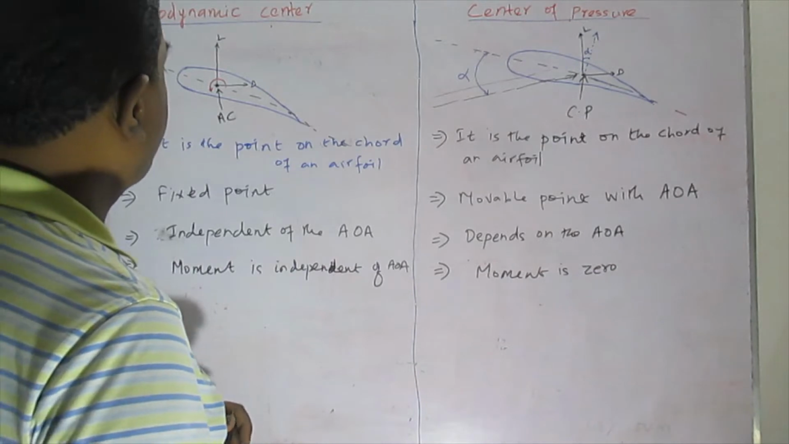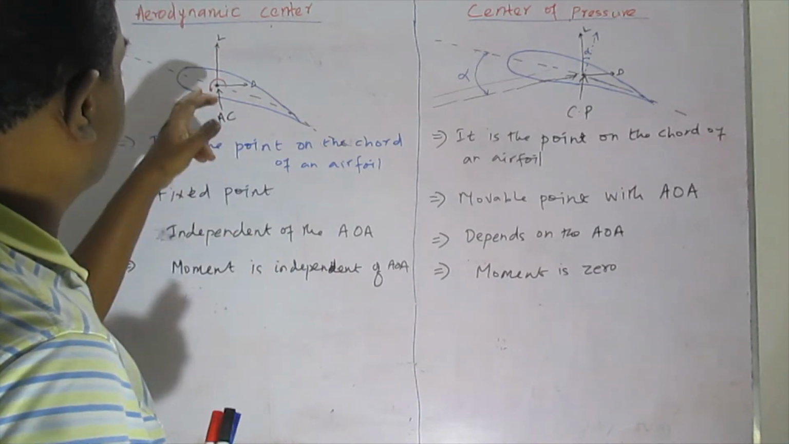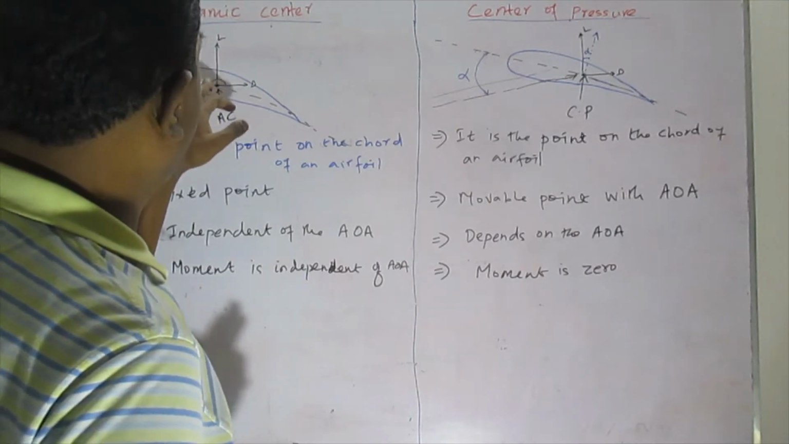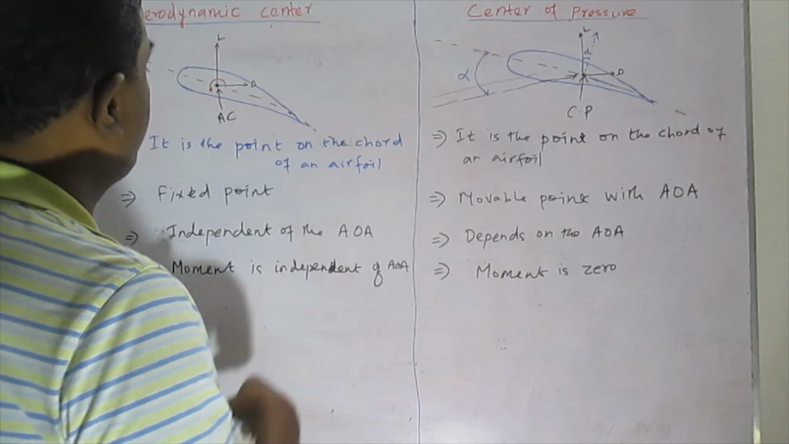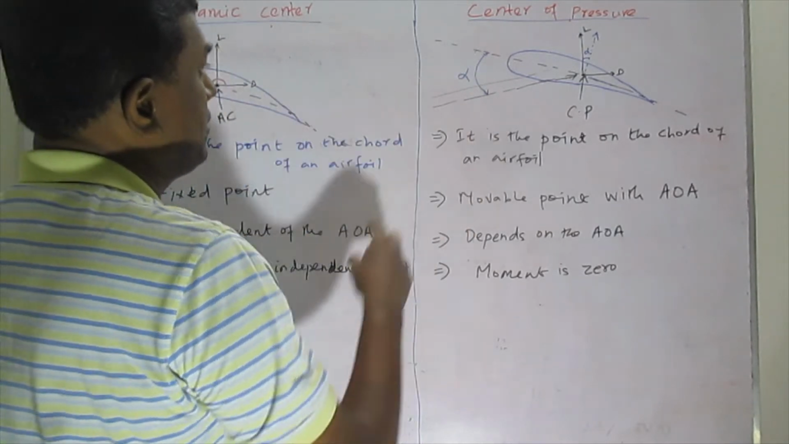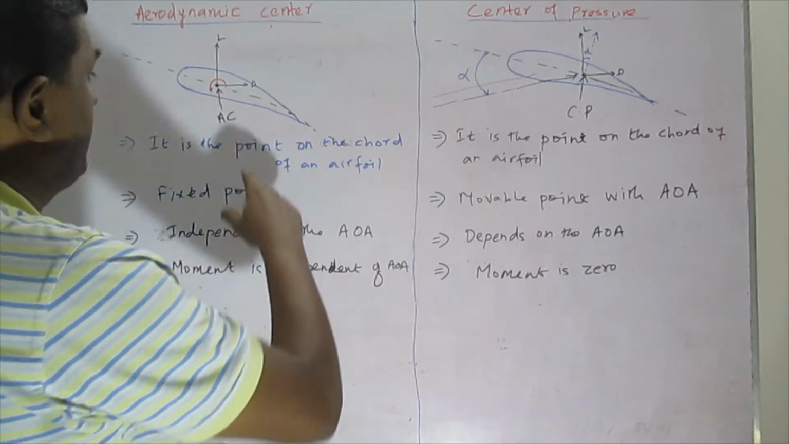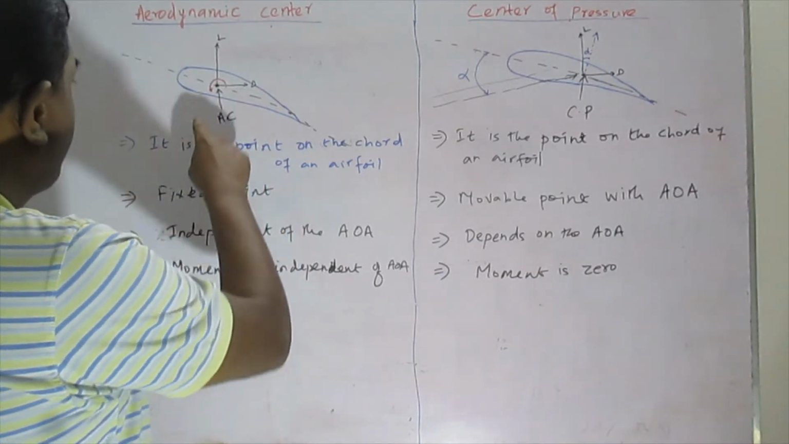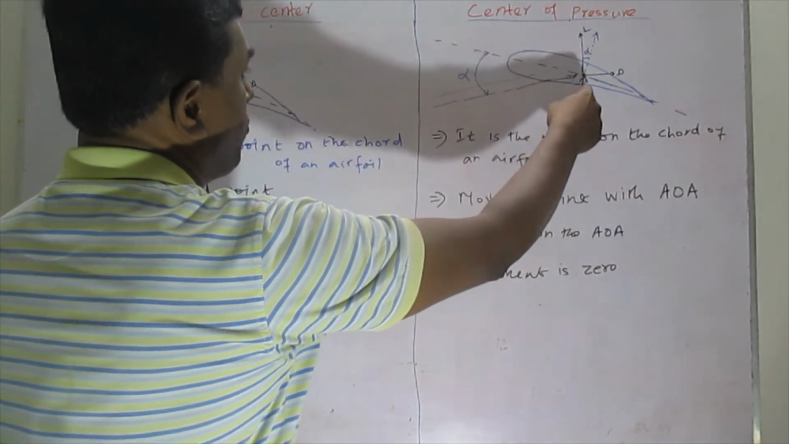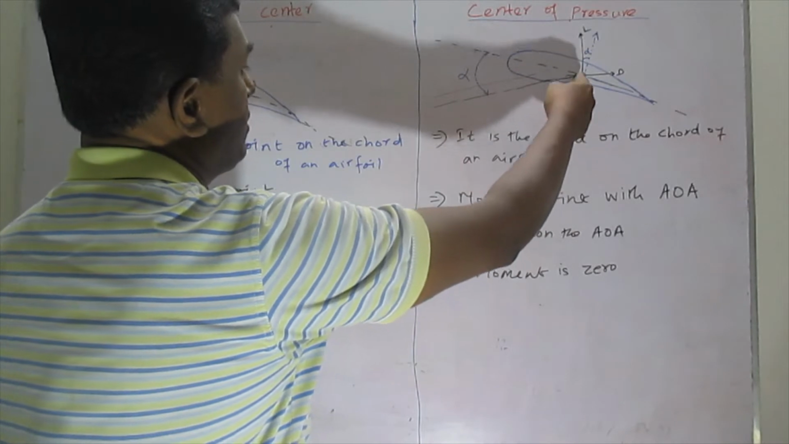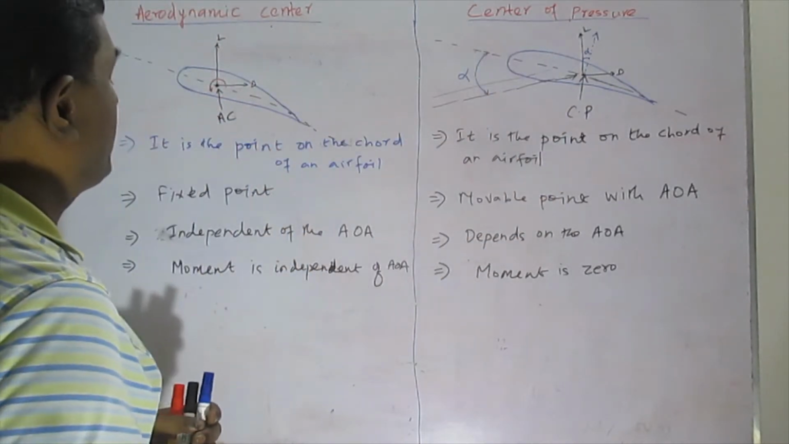And why do we consider the aerodynamic center as the fixed point? Because for analyzing purposes we need a fixed point. If the point keeps moving, then analysis cannot be done. That is the reason. Whatever forces are acting at the center of pressure are shifted to the aerodynamic center. So that is one thing.